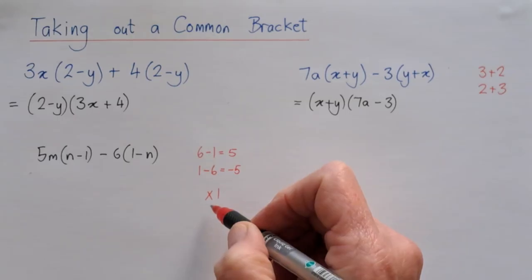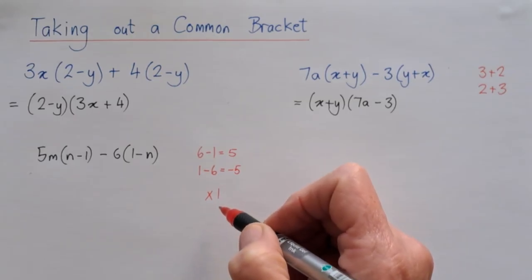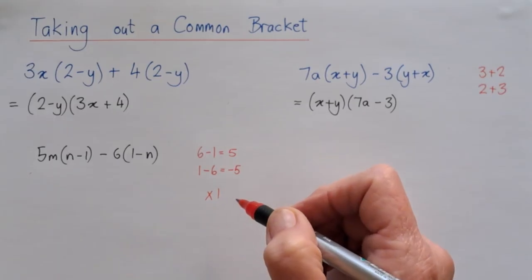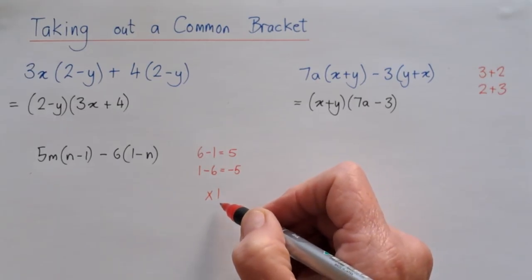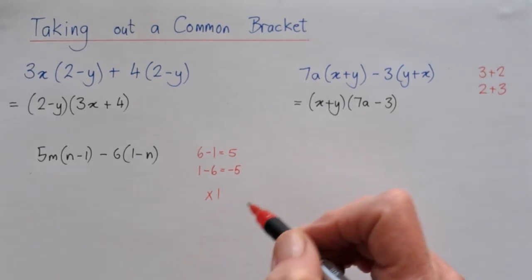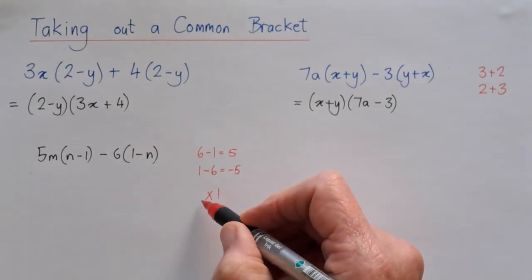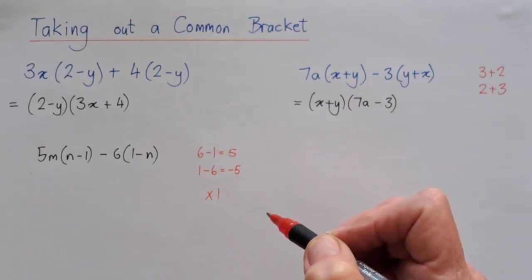If we multiply anything by 1, the value stays the same. And you can test that as well. 8 times 1 is 8. 3,000 times 1 is 3,000. So if I multiply by 1, it makes no difference to the value. So I'm going to use the 1 in a slightly different way.